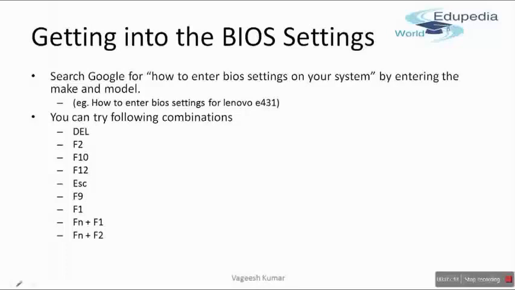So you have to enter something like this: how to enter BIOS settings for your particular system. Like I have entered for my system, the Lenovo E431, so I have entered the make and model of my particular system. It is very important to enter the exact brand name and exact model number, because it varies from model to model. Technologies keep on updating and these options keep on changing, so you have to be very careful.